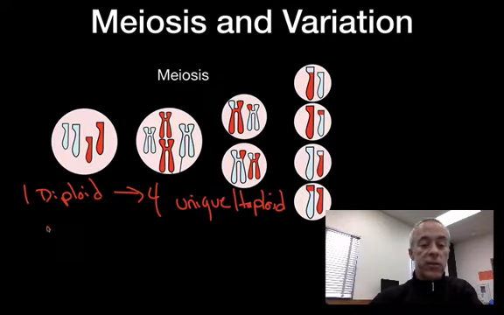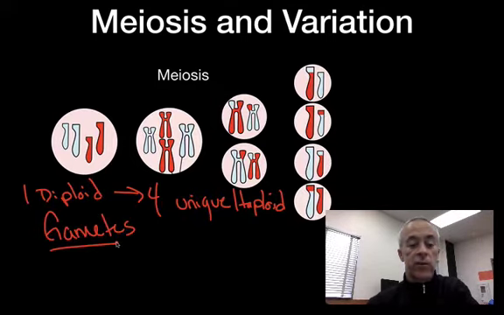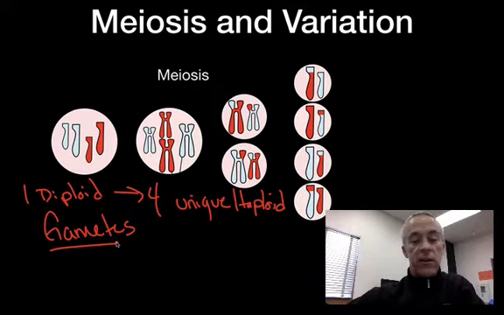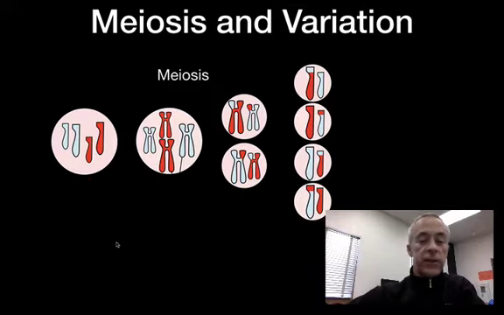Meiosis is used to produce gametes. That is the only thing that meiosis is used for, to create gamete cells. So we're going to produce the cells that are used for reproduction, and we're going to increase genetic diversity. That's the part I really want to focus on, how we increase that genetic diversity. So let's take a look at this picture here.